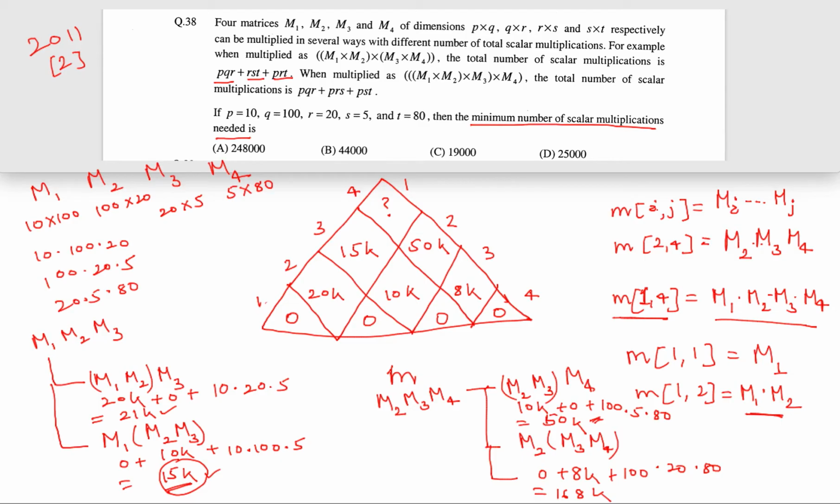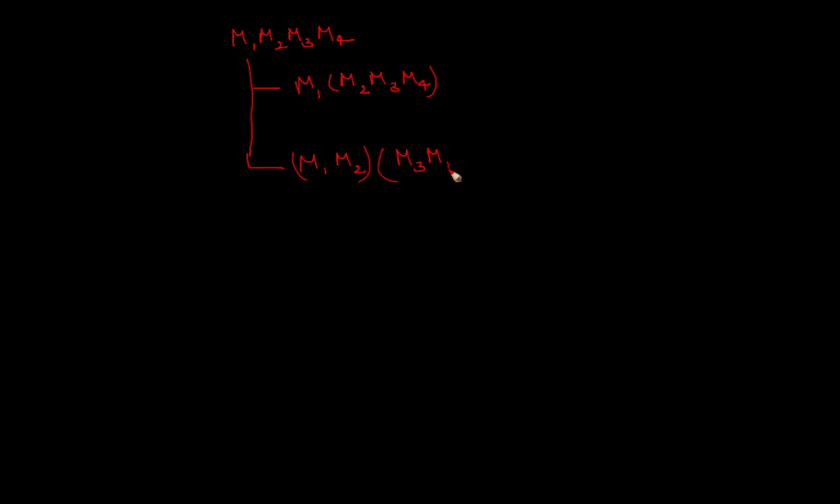Now let's go here and find out the value of M14. We are trying to calculate M1 into M2 into M3 into M4, and it can be written in a couple of different ways. One way can be M1 and then whatever you get from the M2 M3 M4 multiplication, you multiply with this. Another way can be, I multiply M1 into M2 and then M3 into M4, and whatever value both give, you multiply them.